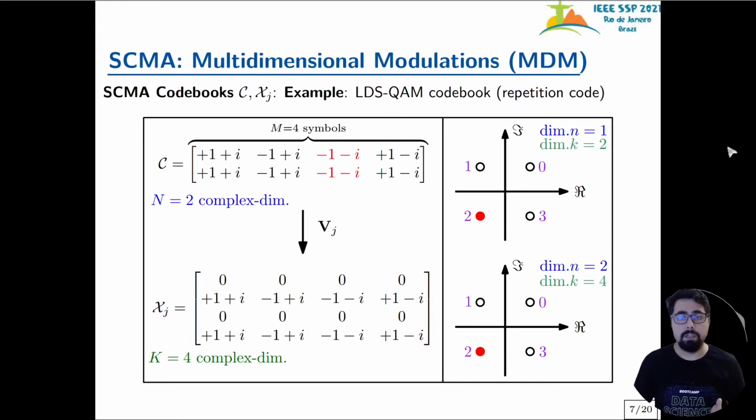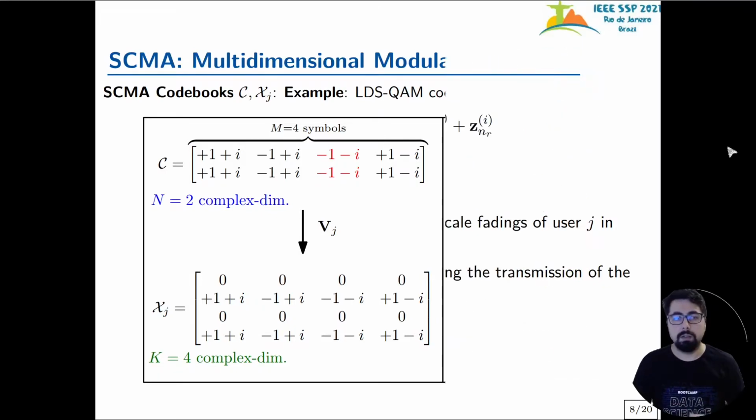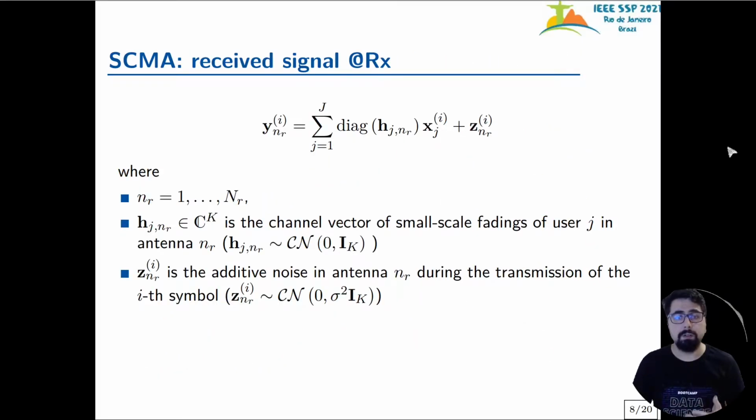The user signature here is from user 2. The design of the codewords of the mother codebook is not the scope of this presentation, but this is crucial to the final SCMA performance. Here we show a simple codebook based on a repetition code, which is a particular case of SCMA named low-density signatures. Finally, the received signal model is the superposition of all transmitted sparse codewords from all J users.